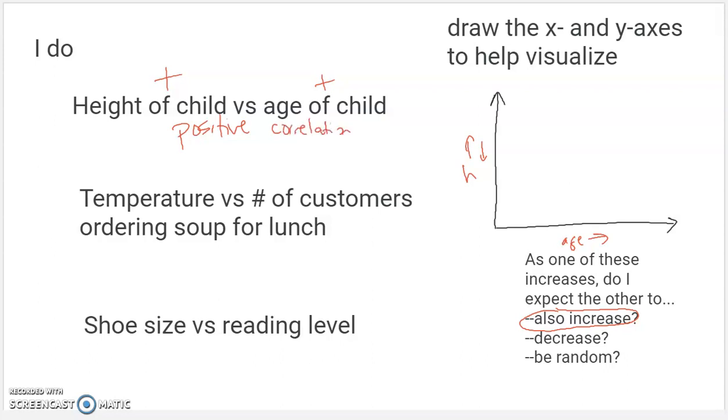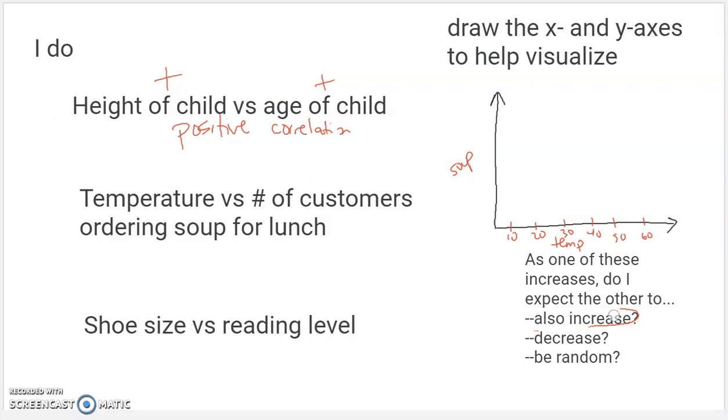What about this one? Temperature versus number of customers ordering soup for lunch. Well, let me take my advice here. First, draw my axes. I'm going to erase what's on them. But I'm going to put temperature down here, and I'm going to put number of people ordering soup here. And I'm just going to think about it. Okay, as the temperature went up, I don't know, 10 degrees, 20 degrees, 30 degrees, 40 degrees, 50 degrees, 60 degrees, what do I expect to happen to the number of people who might order soup?